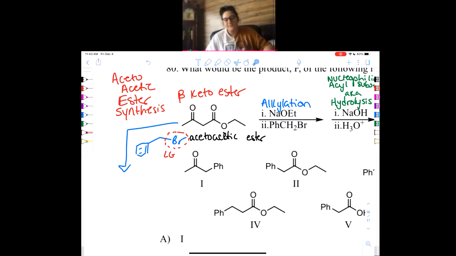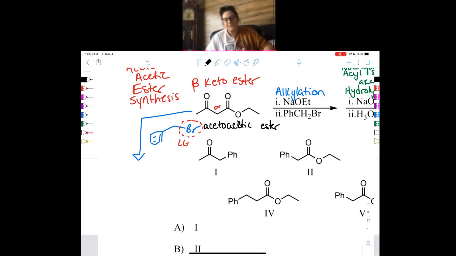What do you guys think? Where are we going to attach the R group in the alkylation? Yes, so the position between the carbonyls, but remember, this is the alpha position. The carbonyls are beta to one another, but the spot in between them is still the alpha position. So yes, honest mistake, I know it happens all the time.